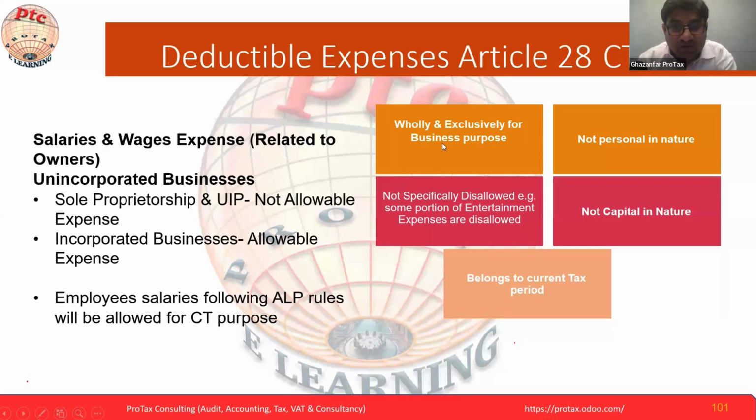Now the expense, as we understand today, must be wholly and exclusively for business purposes. This is the most important. It must not be personal in nature; a personal element must not be there. If there is a personal element, like the example we saw where the expense is for his family, that is personal in nature and not for business, so this rule is not satisfied. Next, not specifically disallowed. Some portion of the entertainment expenses are disallowed. Here we check whether there is some guideline that specifically disallows it.